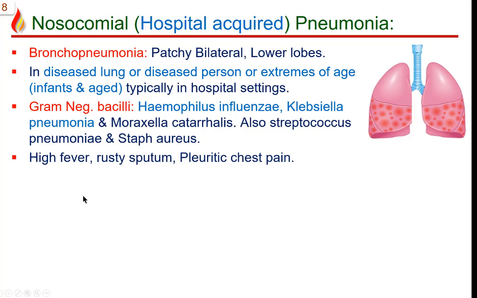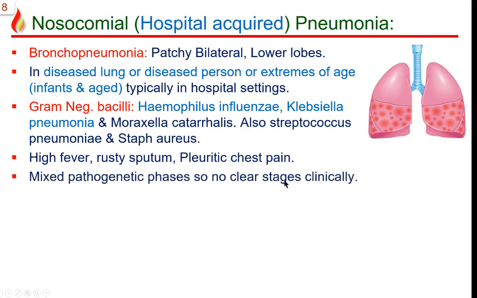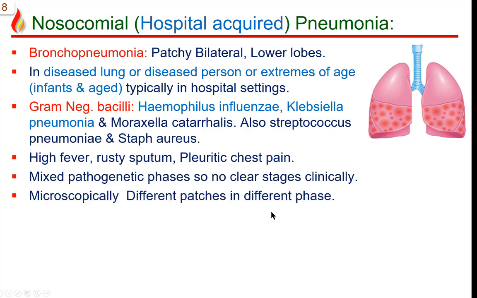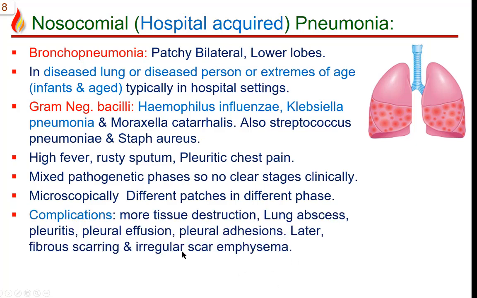Okay. Now, patients present with high fever, rusty sputum, pleuritic chest pain. No clear stages are seen clinically like in lobar pneumonia because there are new patches developing, and one may be in red hepatization, another one in gray hepatization, another one in resolution. So a mixture of all stages. So clinically, different phases are not easily distinguishable.